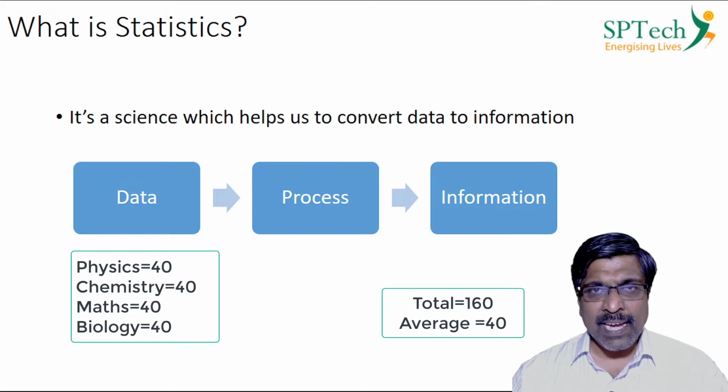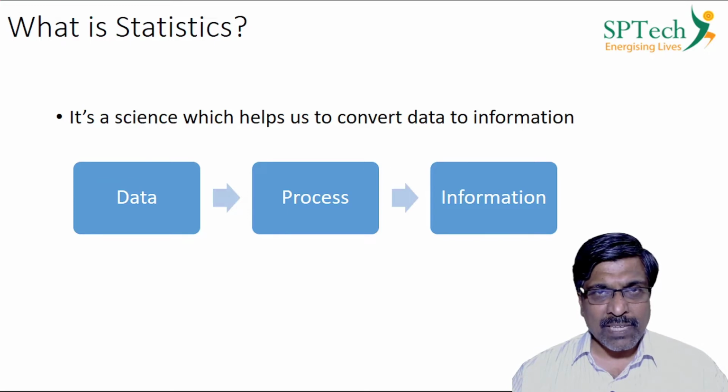Processing the data could involve arithmetic operations. As we did here, we found the average and we also found the total marks. The one thing you need to understand here is that the information for one entity can become the data for another entity. Suppose I have a class of around 10 students, I can get the total marks of all the 10 students and find the class average. So basically, information gives me meaningful data. In order to get that meaningful data, I need to convert data into information.